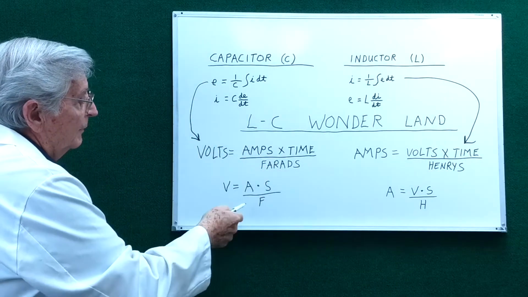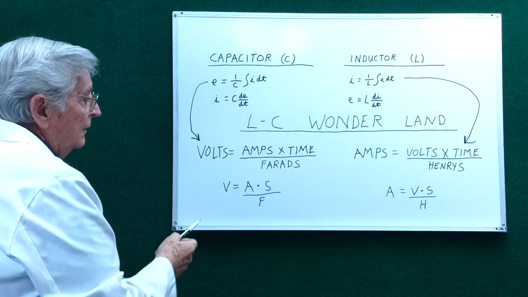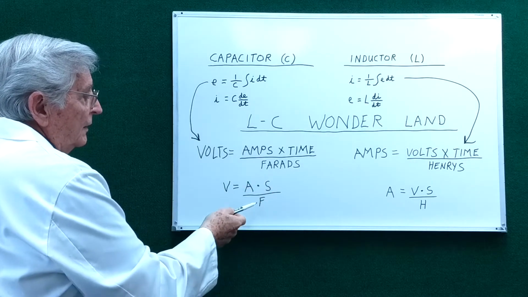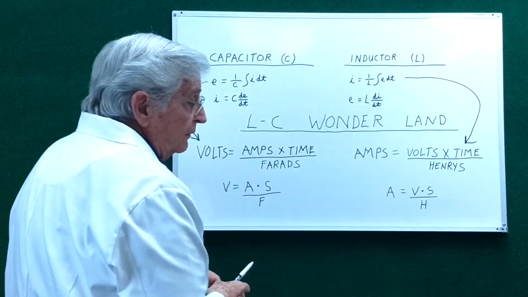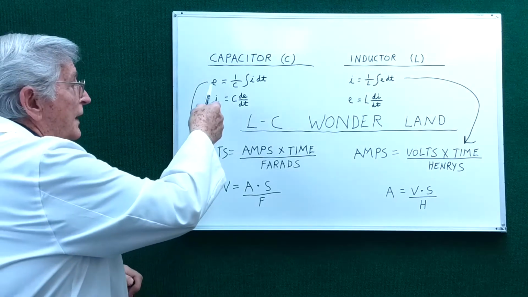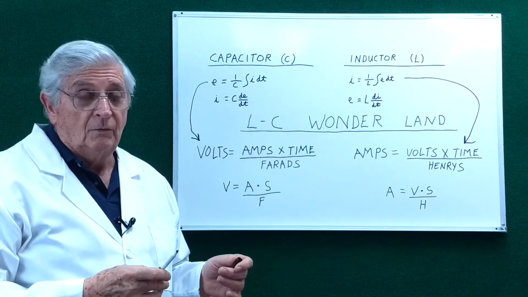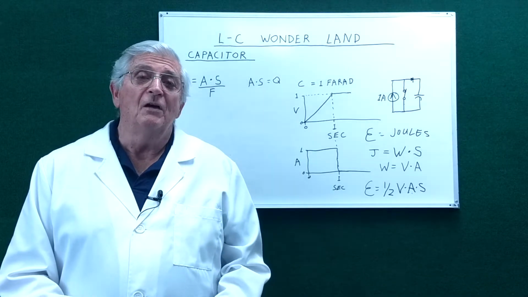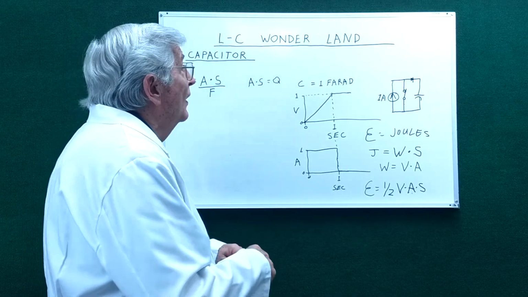So we can simplify this to these equations. V equals A times time in seconds divided by farads. And here amps equals volt seconds divided by henries. Now, if you do know calculus, you really have to pay attention or you'll get lost in simplicity. Okay, here we are in LC Wonderland, except I spelled wonder wrong.